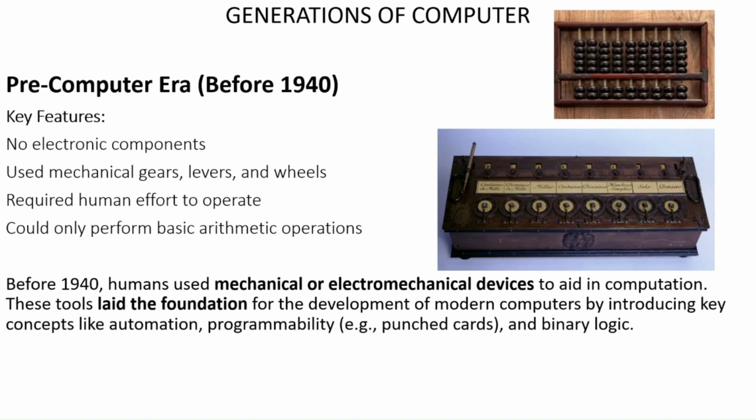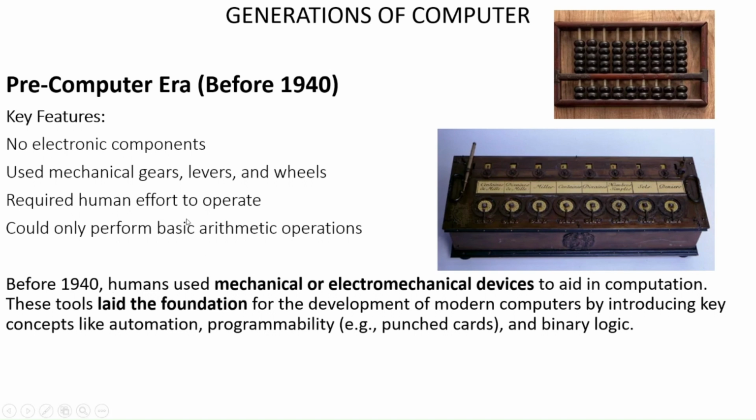So in the pre-computer era, we did calculation with the help of mechanical devices like Pascal's line and the abacus, and these devices are just mechanical. There's no use of circuit, there's no use of electrical components, only pure mechanics. The key features of the pre-computer era are no electronic components, as I told you earlier, use of mechanical gears like levers and wheels, and requiring human effort to operate. They could only perform basic arithmetic operations like multiplication, addition, subtraction, and division.